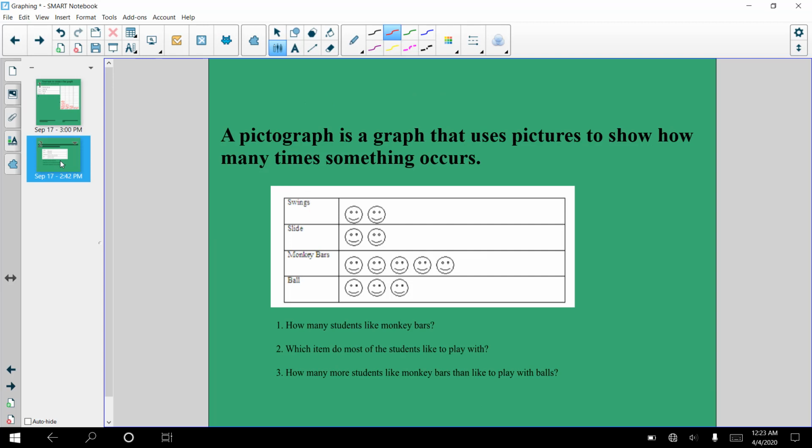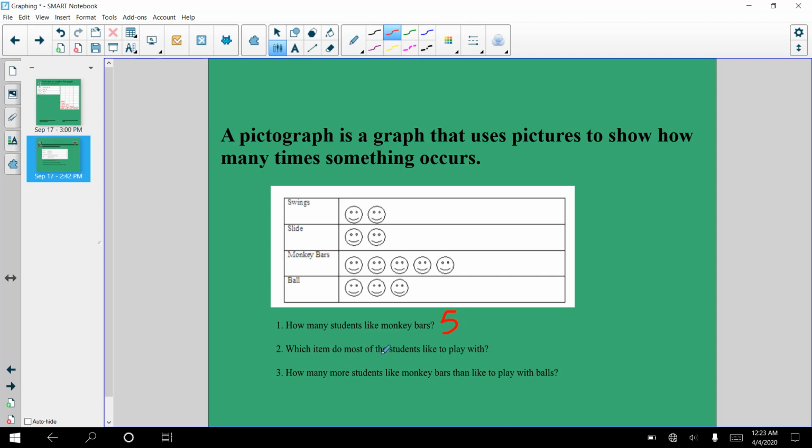Another example, I have now a pictograph. A pictograph is data with pictures to show how many times something occurs, like swings. I swing 2 times, slide 2 times, monkey bars 1, 2, 3, 4, 5 times, ball 3 times. How many students like monkey bars? Let's count the smiley faces. 1, 2, 3, 4, 5. So 5 students.